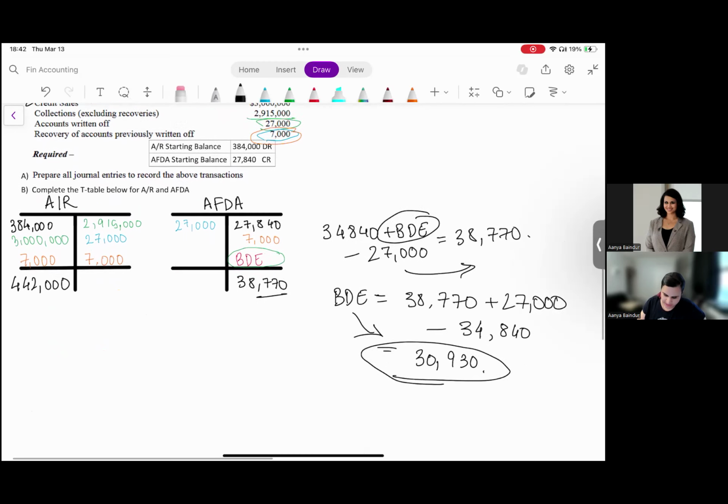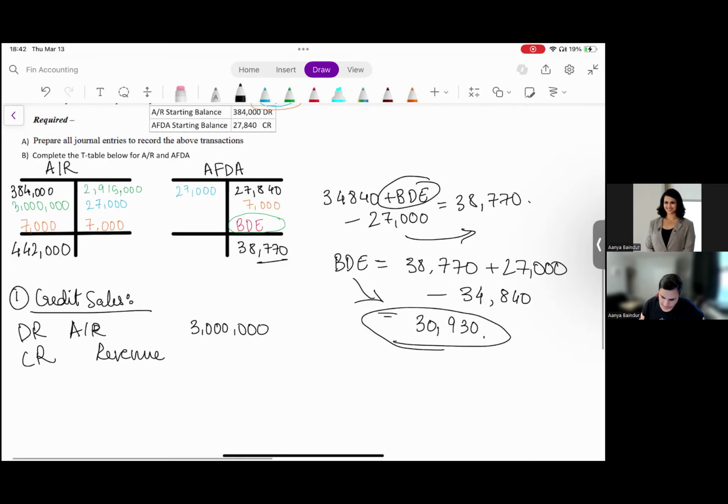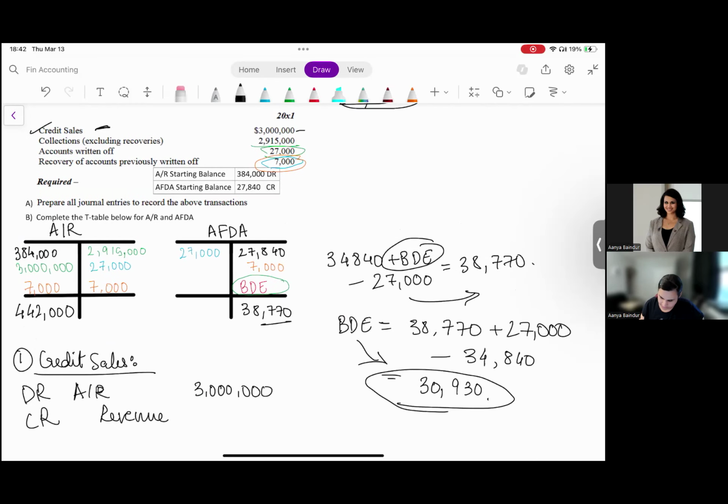Let's start with credit sales. So for that, we'll debit accounts receivable and we'll credit revenue. And that's for 3 million. As you can see here, it's 3 million.